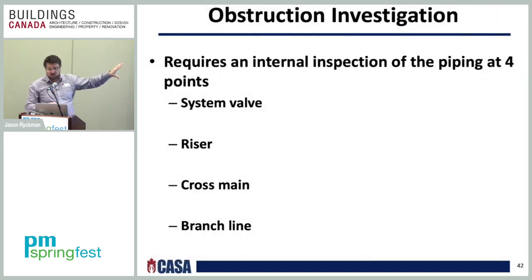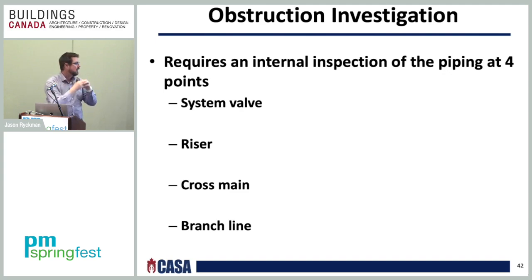So to do an obstruction investigation, you have to do the following. It requires an internal inspection of piping at 4 different points. At the sprinkler valve, at the riser, at a cross main, and a branch line. And if you don't know the difference, a cross main is basically where you have 2 mains that cross each other, like it says. A branch line is smaller pipe that comes off the mains, which is the bigger part of the system.